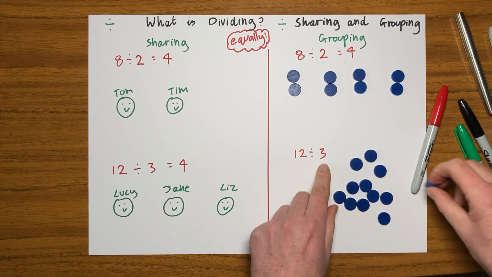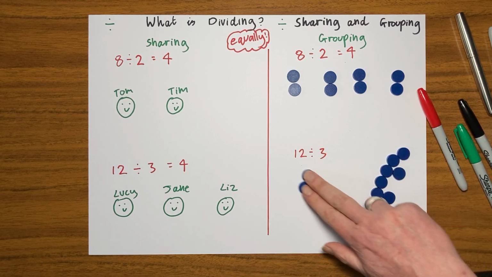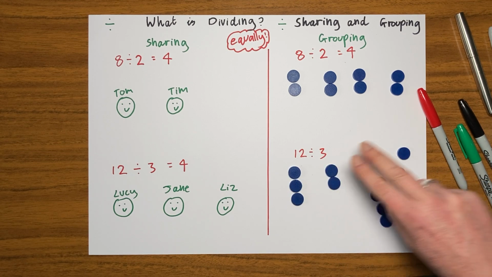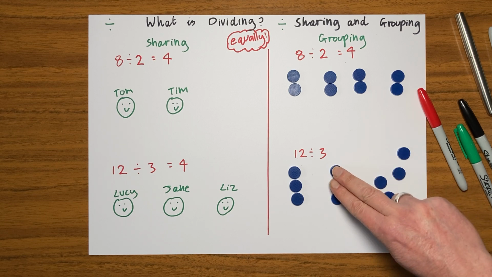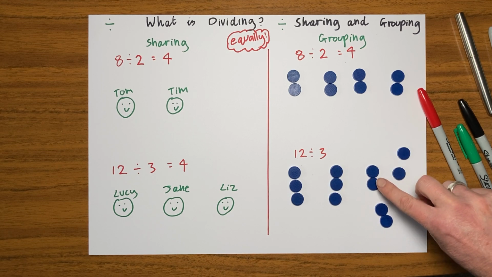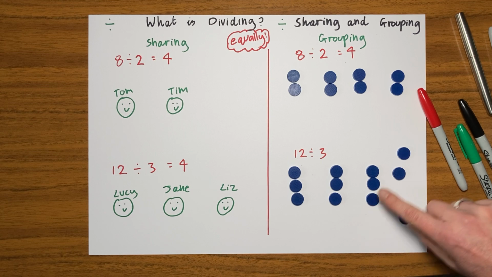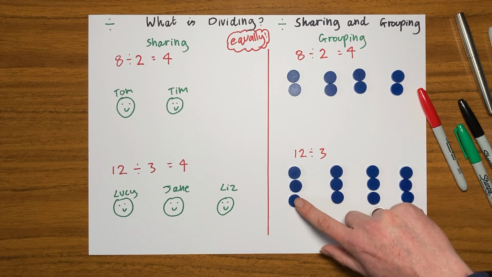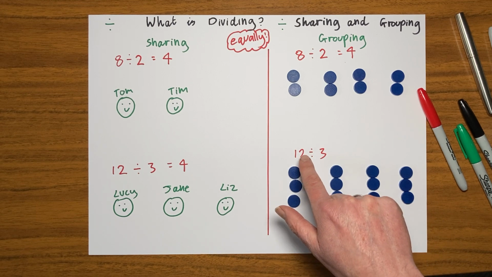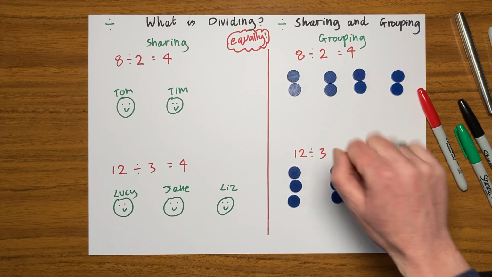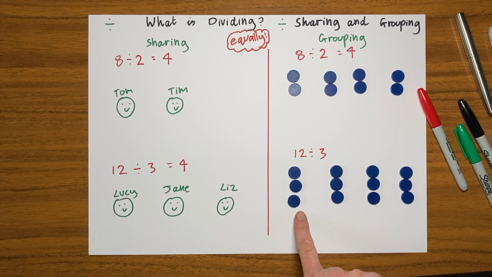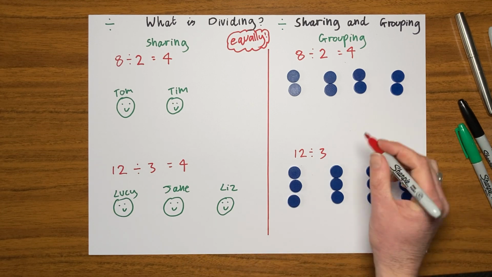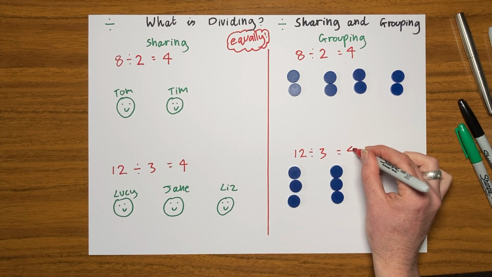I'm going to see how many groups of 3 make 12. So there's 1 group of 3. There's another group of 3. Here's another group of 3. There is a final group of 3. So I've grouped that 12. I've put that 12 into groups of 3. How many groups have I got? 1, 2, 3, 4. So giving me an answer of 4.